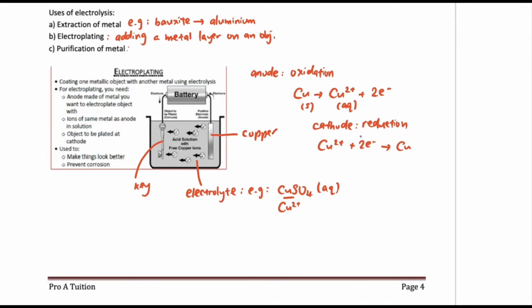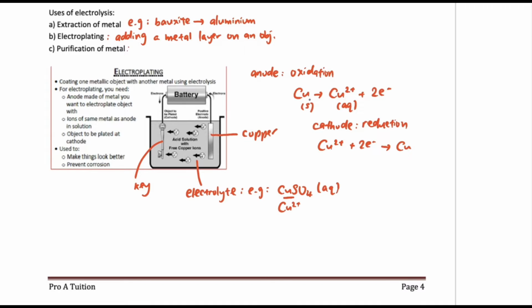Okay, next point, used to make things look better. Let's say this is an iron key. Now it becomes brown color, so it becomes a copper key. Prevent corrosions. The iron key used to corrode, used to rust. Now you electroplate with copper, preventing it from rusting. So that is electroplating.